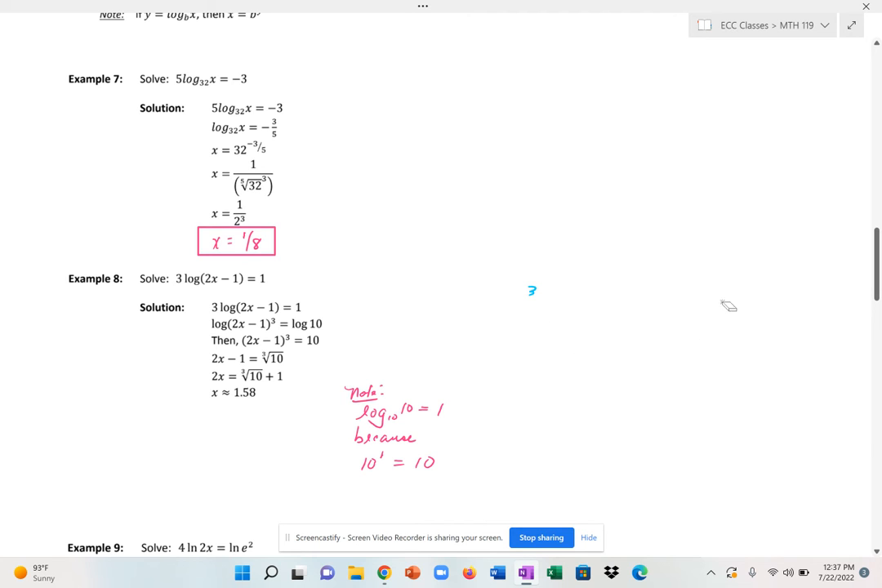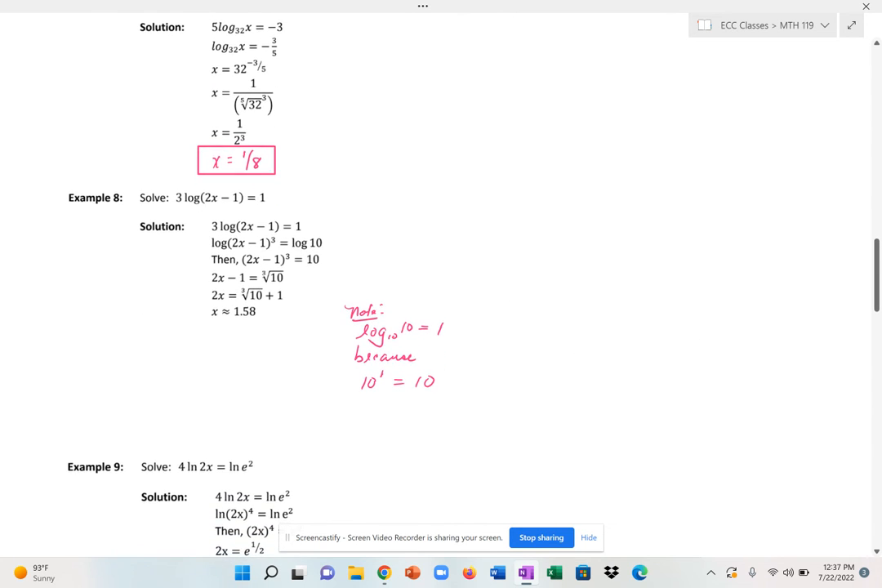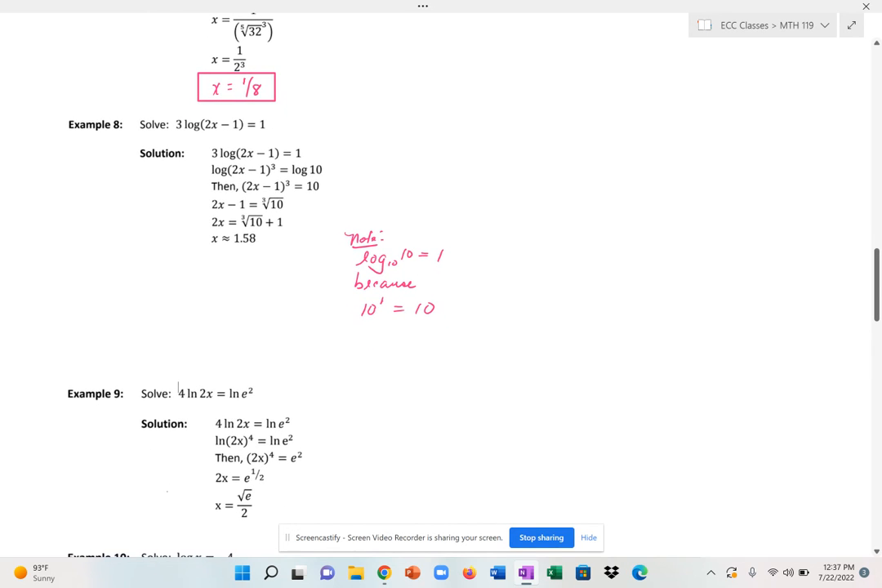Okay, the next one has a natural logarithm in it. I have 4 times the natural log of 2x equals the natural log of e to the second. This one already has a natural log on both sides. So it makes sense to try to condense the left side as much as possible so that I can then solve for what I'm taking the log of on each side. So what I did was I made 4 the exponent of 2x. So I get the natural log of 2x to the fourth equals the natural log of e to the second.